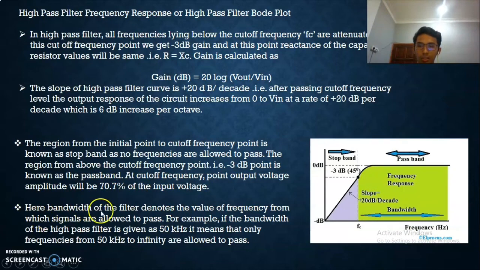Here, the bandwidth of the filter denotes the value of frequency from which signals are allowed to pass. For example, if the bandwidth of the high-pass filter is given as 50 kHz, it means that only frequencies from 50 kHz to infinity are allowed to pass.